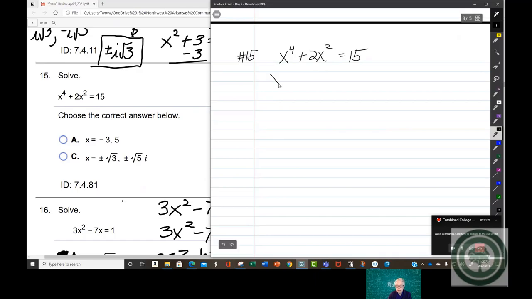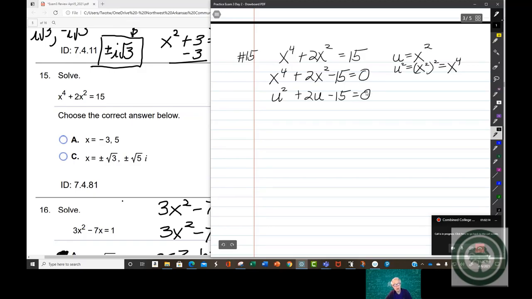We've got x to the fourth plus 2x squared equals 15. Subtract 15 from both sides. We have x to the fourth plus 2x squared minus 15 equals 0. u equals x squared. u squared equals x squared squared, which is x to the fourth. So I substitute. u squared plus 2u minus 15 equals 0. Now I have a quadratic temporarily. I can solve for u and then resubstitute for x squared and then x.